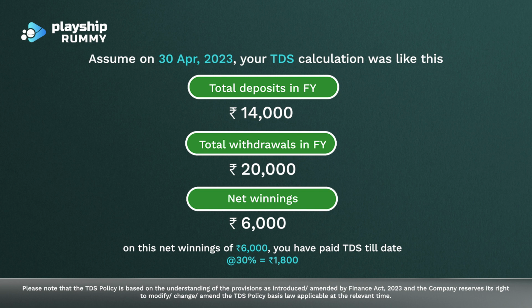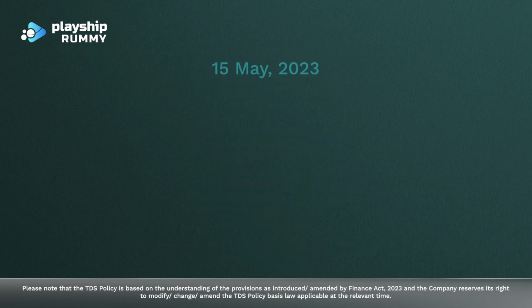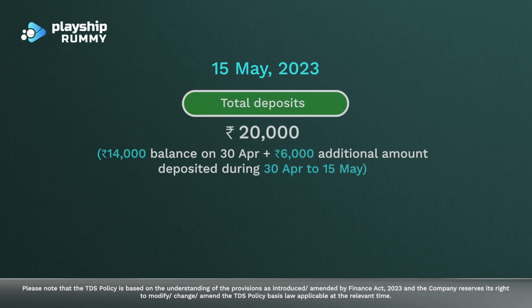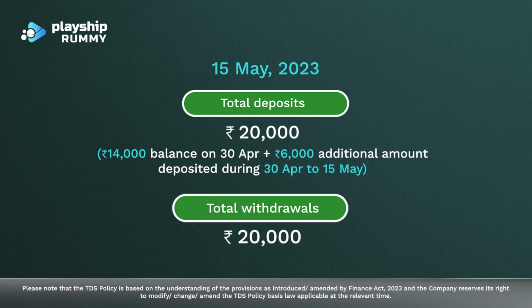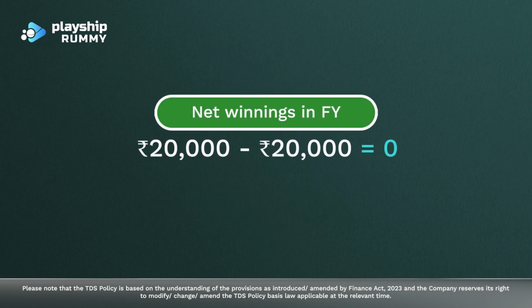On this net winnings of rupees 6,000, you have paid TDS till date at the rate 30%, which is equal to rupees 1,800. Post this, on 15th May, your deposit reaches rupees 20,000, that is rupees 14,000 balance on 30th April plus rupees 6,000 additional amount deposited during 30th April to 15th May, and your total withdrawals in the financial year is equal to rupees 20,000. Net winnings in the financial year is equal to rupees 20,000 minus rupees 20,000, which is equal to 0.